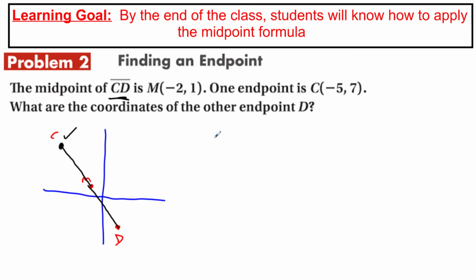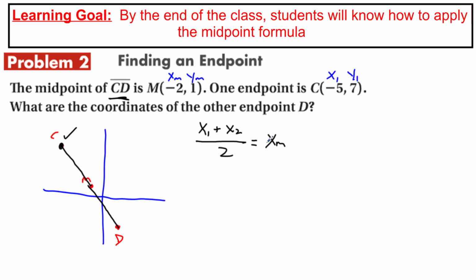Our formula for the midpoint was: if you add together the x values from the two endpoints and divide by 2, you get the x of the midpoint. I'm going to use this new notation. So you add together the x of one endpoint plus the x of the other endpoint, divide by 2, and you should get the x of the midpoint. Let's see what we have here. This is one of the endpoints, which I'm going to call x1 and y1. And this is the x and y of the midpoint, which I'm going to call xm and ym.